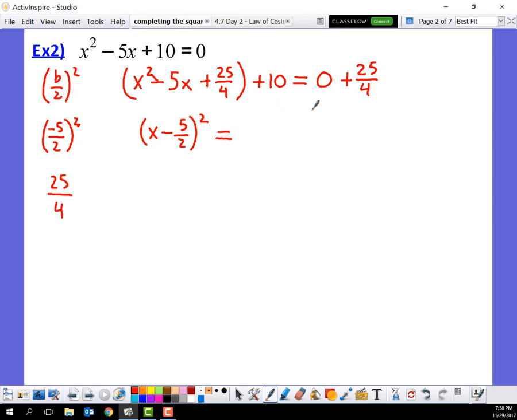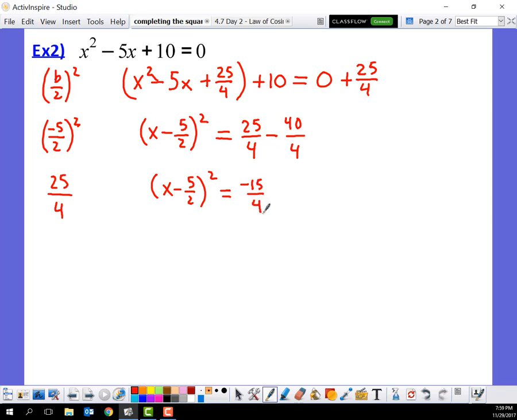Equals, I'm going to go ahead and subtract 10 to the other side. This is going to make some of you panic as well because I've got to do 25 over 4 minus 10. Now instead of writing 10, I could write 10, but that's not going to make it easier for me to combine those. So what I'm going to do is write 10 as a fraction with a denominator of 4. So if I want that to be 10, I need this to be 40 over 4. So then let's clean that up. We've got (x minus 5 over 2) squared equals 25 minus 40, gets me negative 15 fourths.